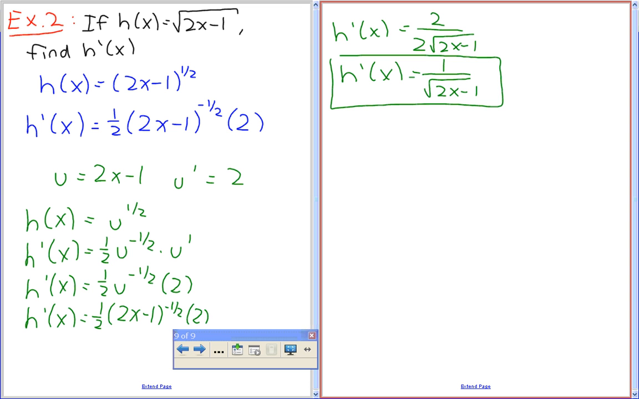Can you explain how you went from the bottom there to the top? Okay, so hold on a second, please. Okay, what happened here? A power of negative 1/2 means it's in the denominator, right? So this was actually equal to 2 over 2x minus 1 to the 1/2. That's math. Right, and the 1/2 is the square root, right?